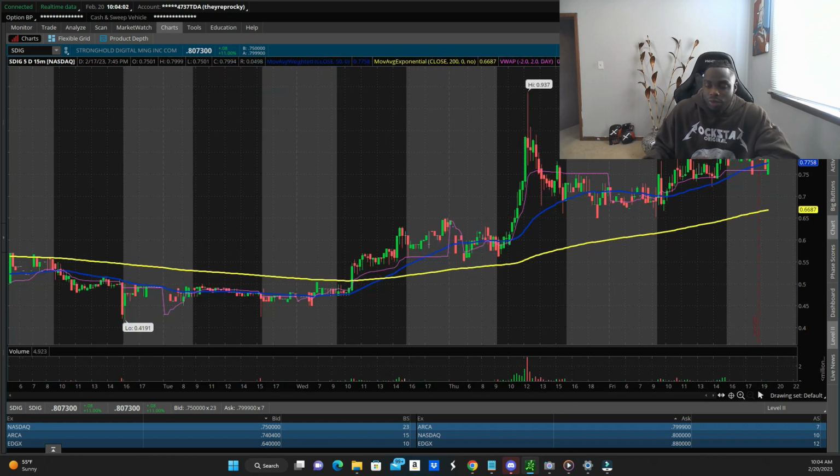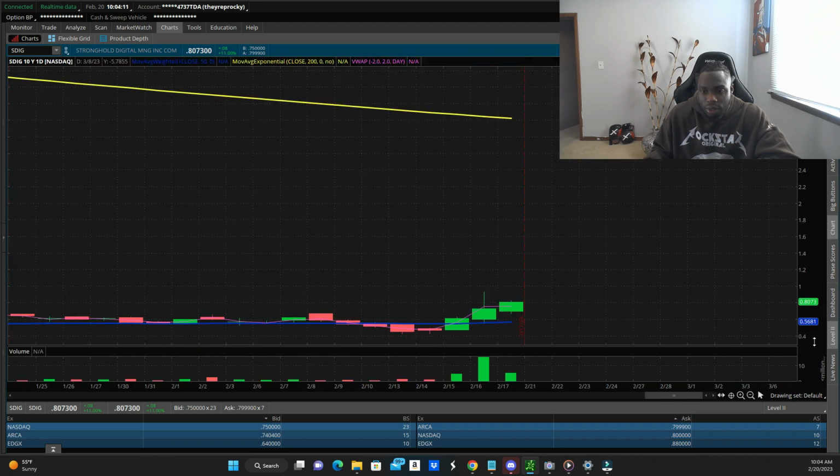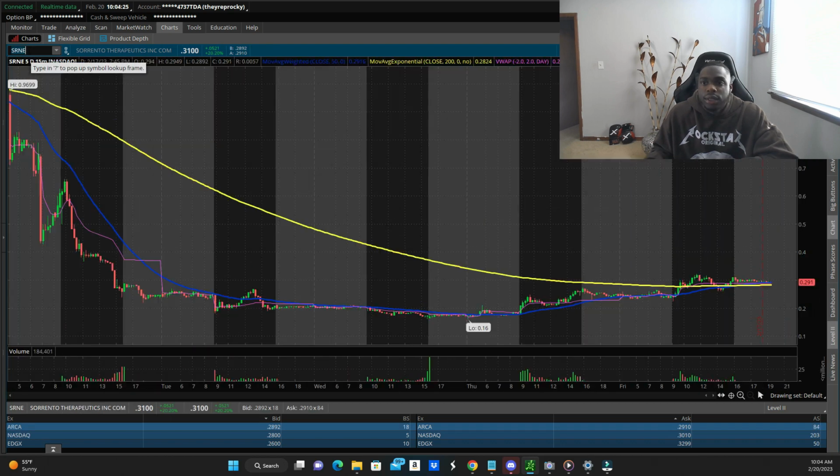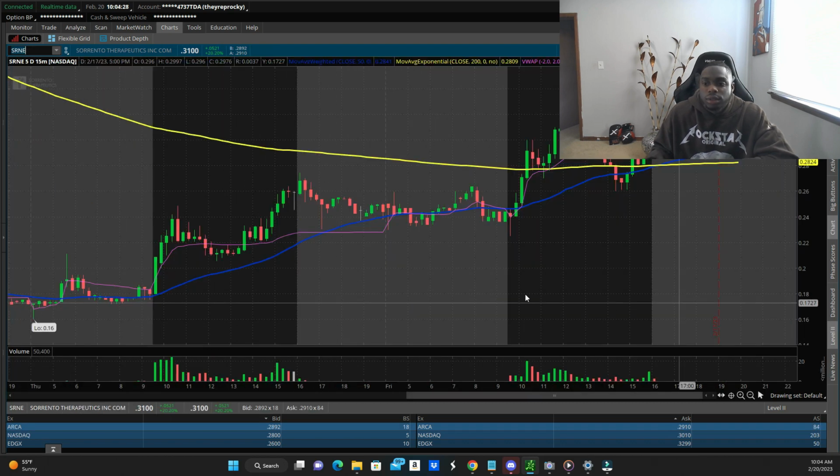SDIG, I'm not too really worried about it. It already ran 3 days in a row. Could have a potential 4th green day and touch this 93 area. But again, 3 green days in a row. Don't want to bet on having another one. Even though it's decent intraday price action on this 15-minute. Nice sideways consolidation, but still not ideal. We'll watch it, but not too into it.